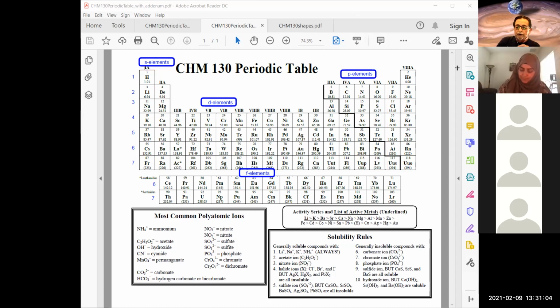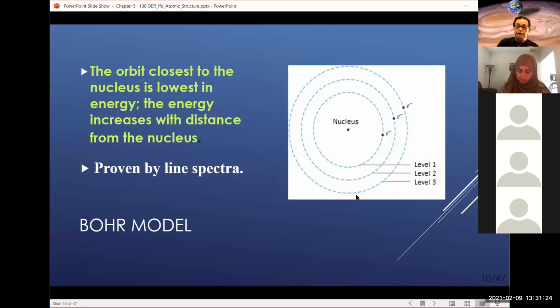That's why I point to the periodic table a lot, because knowing its position, its group number, I can get a lot of information about that element and the electrons and so forth. So let's go back to here. All the electrons are in specific energy levels. Here it shows 3 of them, so if you look at the periodic table, that would be period 3.